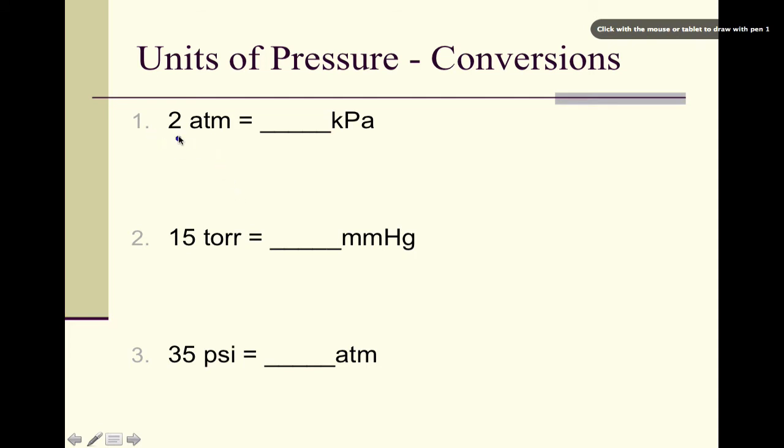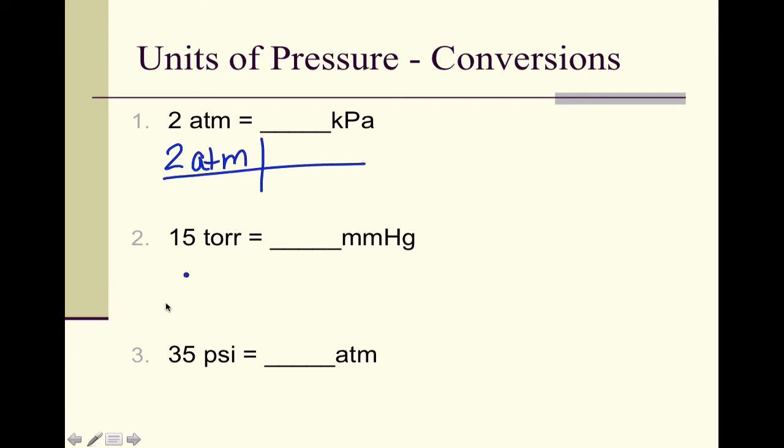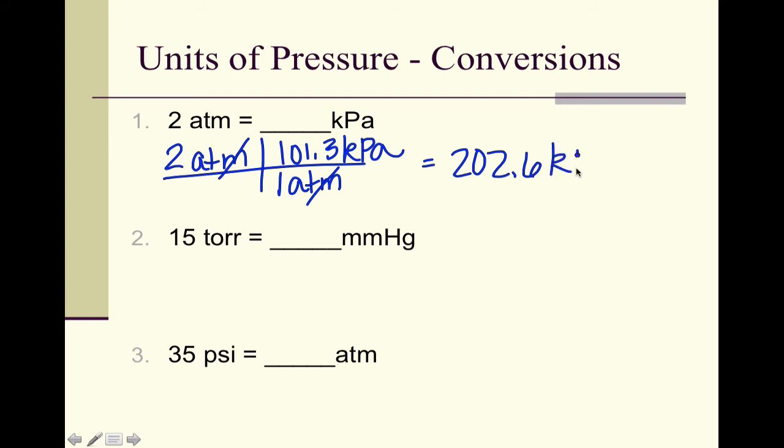So if we wanted to go from 2 atmospheres and figure out how many kilopascals that is, we would set up a quick little conversion table. And then from the table that we just copied down, we know that 1 atmosphere is 101.3 kilopascals. So it's just like I'm converting units. I just set them up so that the same unit cancels. 2 times 101.3 is 202.6. And that would be your answer for that one.